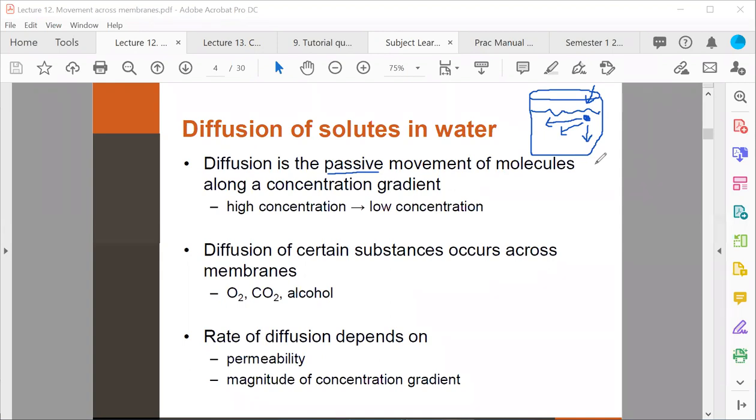water. Can anyone tell me why the dye molecules actually move? Why are they dispersing through the water? Remember, we're not stirring it, we're simply placing that little drop of dye into the water. What causes them to move around?